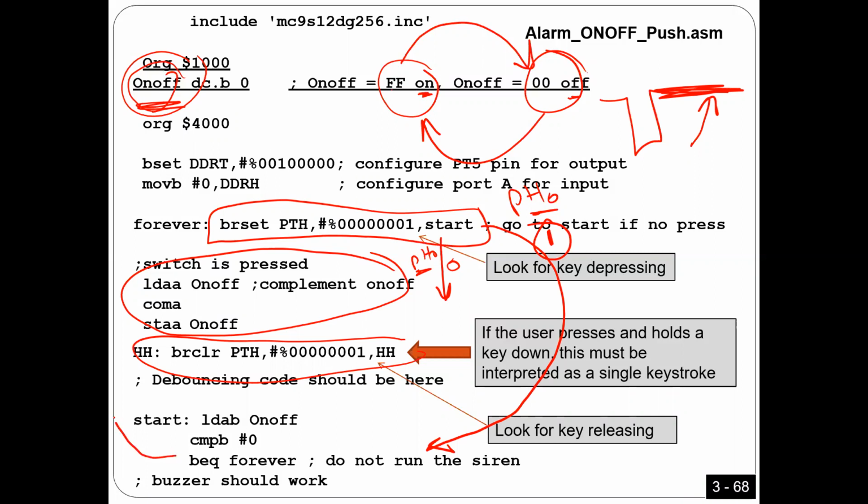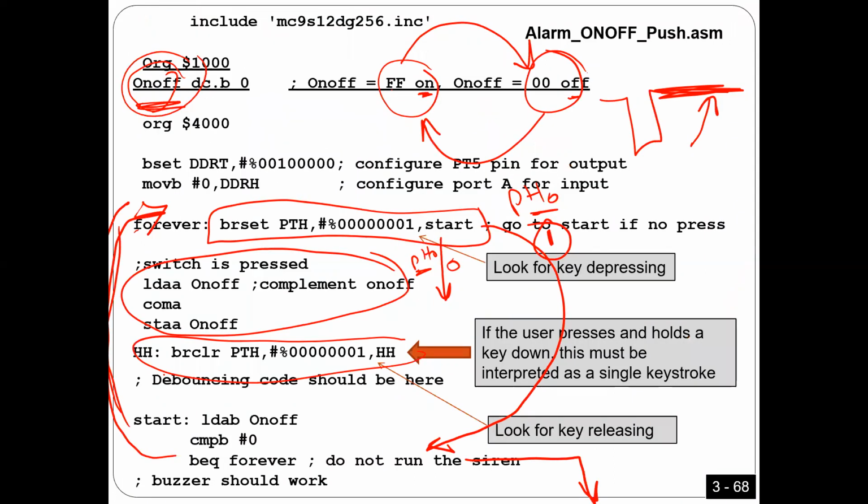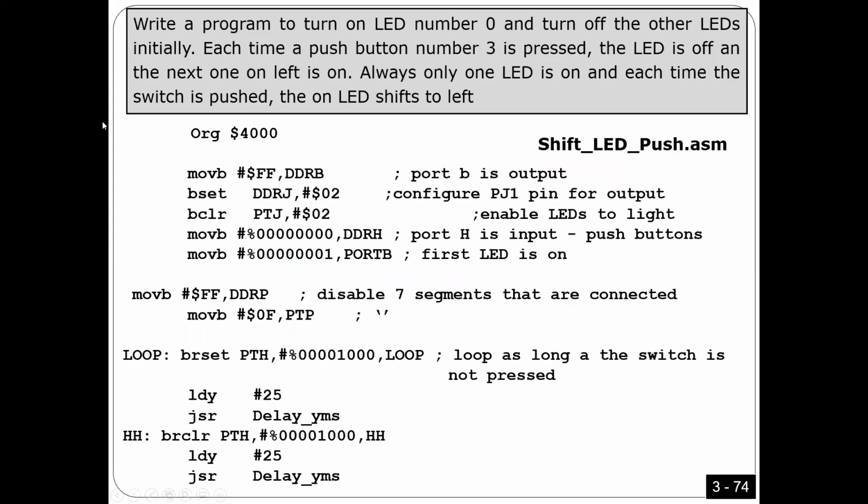Either I go back to here because the system is off, or I come here to run the buzzer because the system should be on, right? So I have to make a decision: either go back or come here. That's exactly what it is. Any questions before I explain the same program?